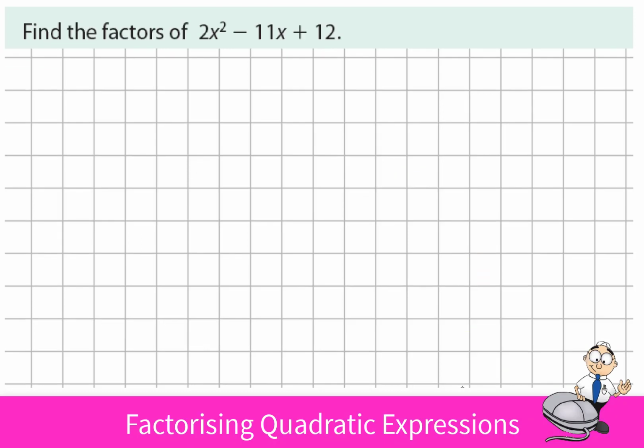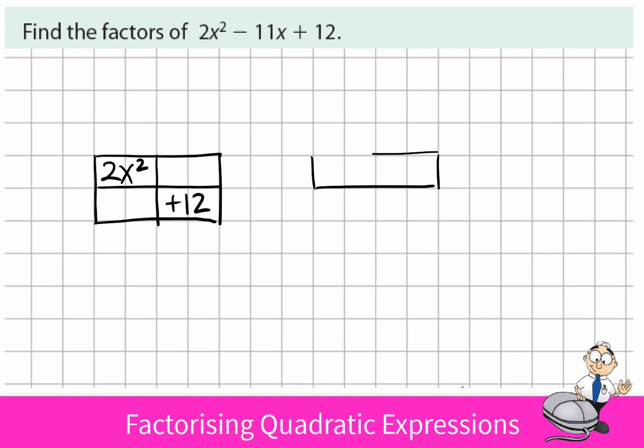Let's look at a few more examples. So we're asked to find the factors of 2x squared minus 11x plus 12. We're going to draw the quadratic grid. In the first box we place the 2x squared, the squared term. In the last box we place the plus 12. When we multiply this diagonal we get 24x squared. This would be the same as multiplying the other diagonal. So the multiple of the diagonal is 24x squared.